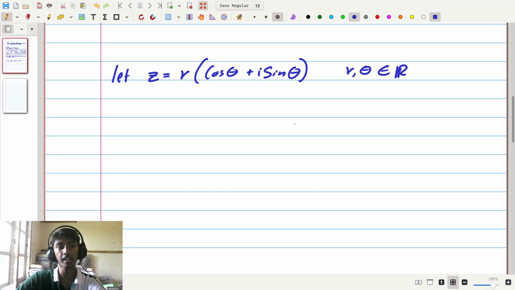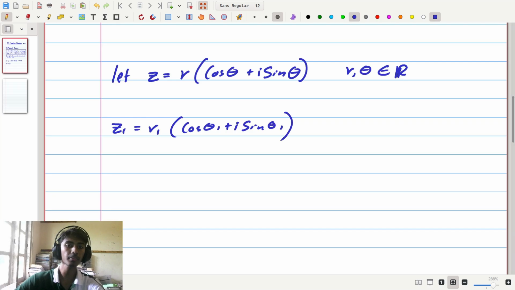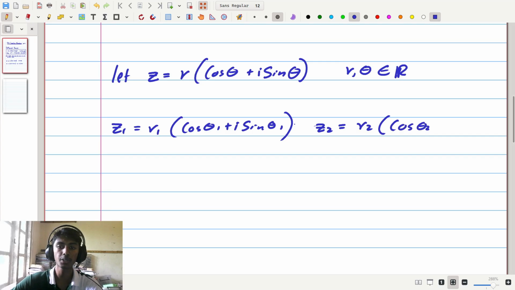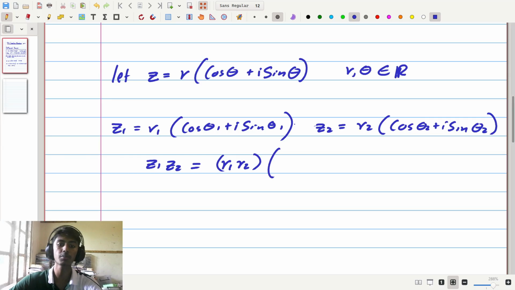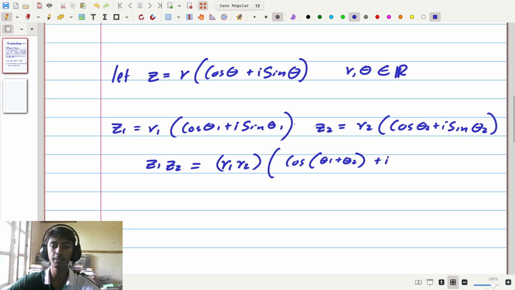Now, let's consider multiplying z by itself. As we know, if you have z1 equals r1 times cosine theta 1 plus i sine theta 1, and z2 equals r2 times cosine of theta 2 plus i sine of theta 2, then, as we found in the previous video, z1 times z2 is equal to r1 times r2, the common radius, times the cosine of theta 1 plus theta 2 plus i times the sine of theta 1 plus theta 2.